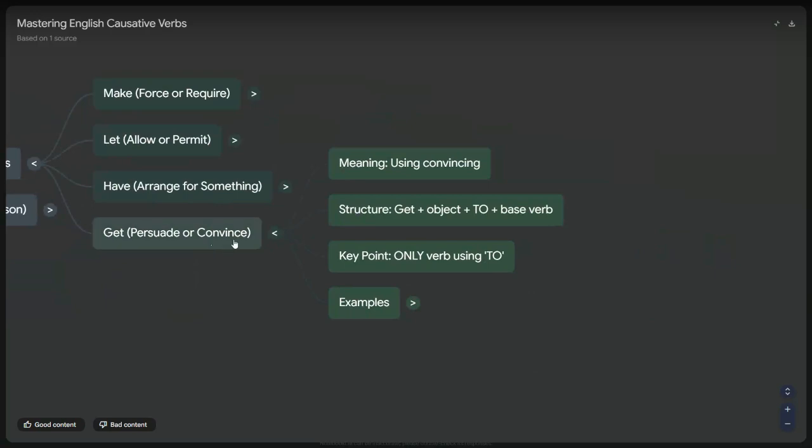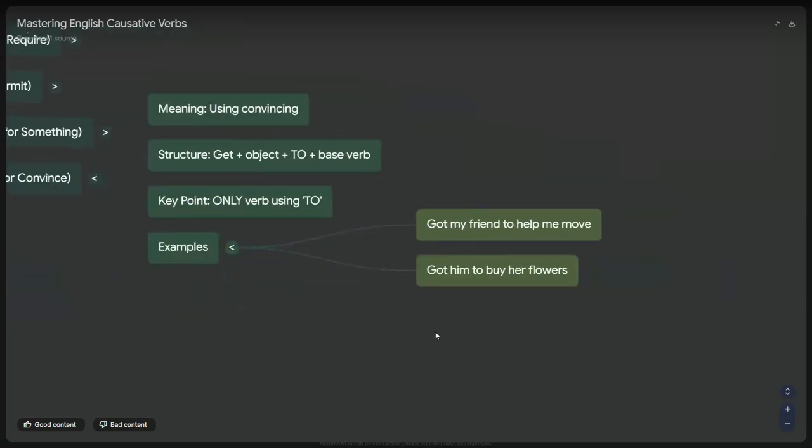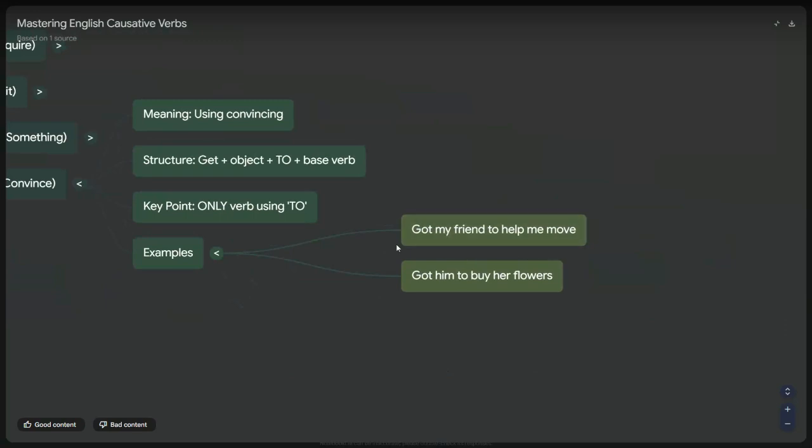Get means to persuade someone, to convince someone, using convincing power to make someone do something. The structure is get, object, to, base verb. Only this verb uses to. One thing I missed earlier: to is required before the base verb. I got my friend to help me move. Here get becomes got. The object is my friend, and to will be applied here, and then the base verb help.